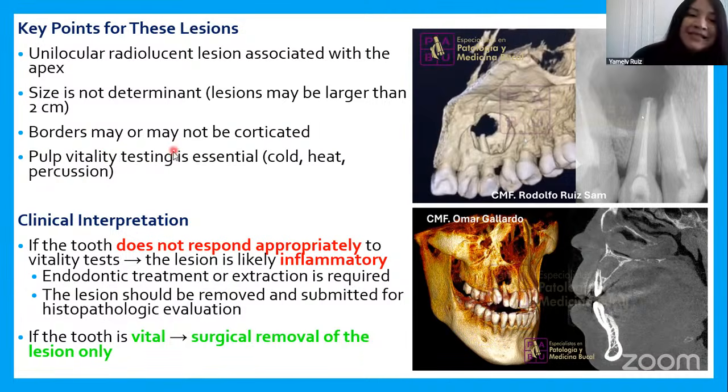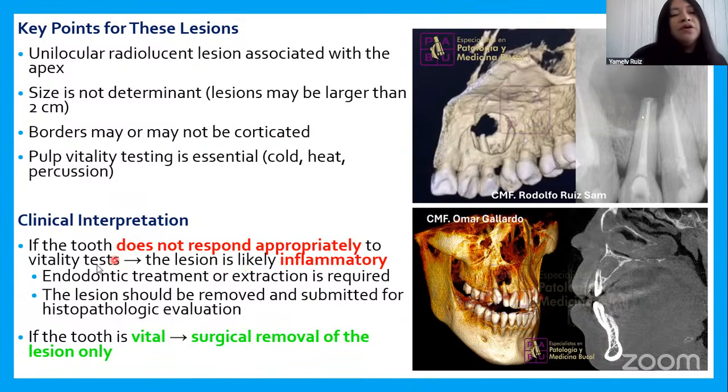The pulp vitality test is an essential finding and an essential practice that we should do in all the patients in whom we are thinking of these two lesions. So making the test of the pulp vitality with cold, with heat, or percussion gives us very important information. Because if the tooth does not respond appropriately to the vitality test, the lesion is likely inflammatory. That means that the lesion could be a periapical cyst or periapical granuloma.